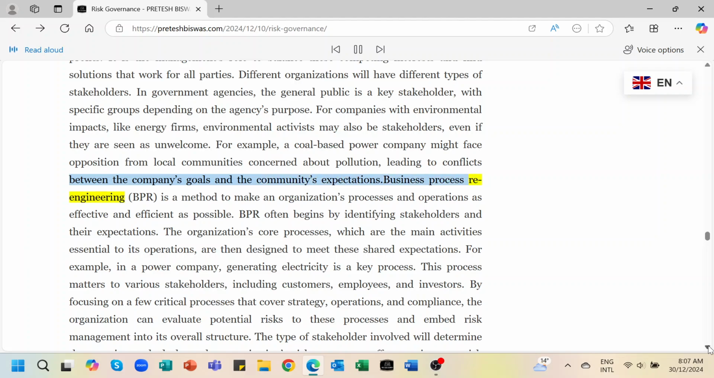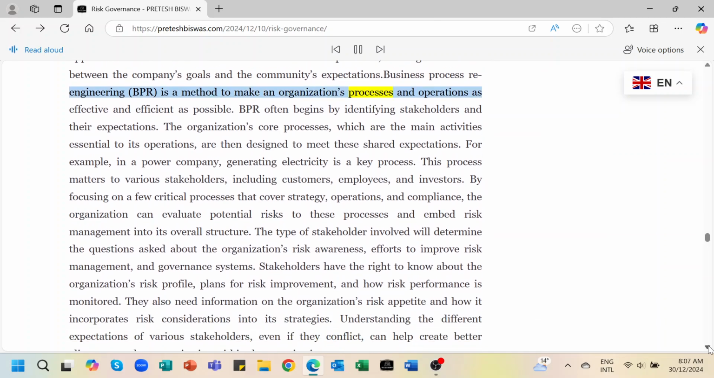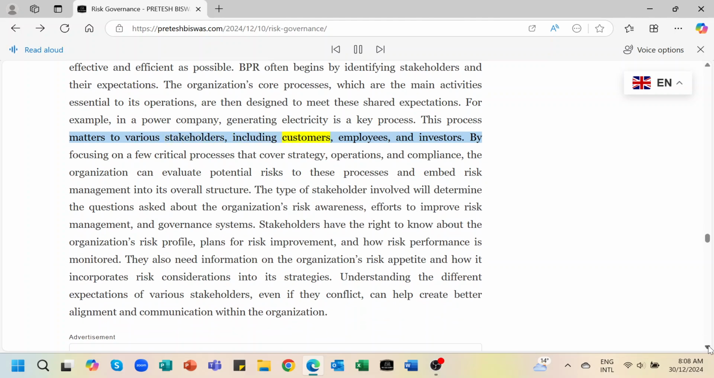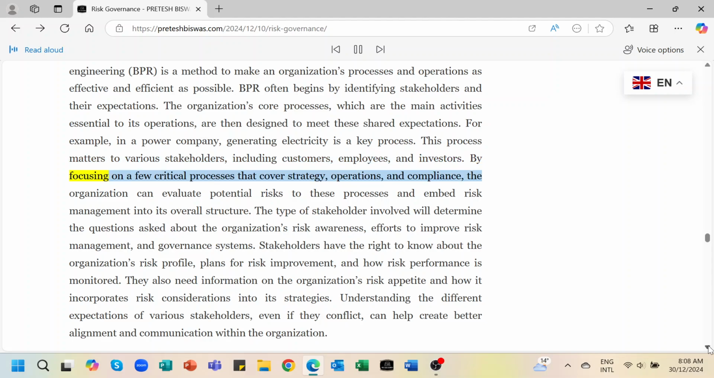Business process reengineering, BPR, is a method to make an organization's processes and operations as effective and efficient as possible. BPR often begins by identifying stakeholders and their expectations. The organization's core processes, which are the main activities essential to its operations, are then designed to meet these shared expectations. For example, in a power company, generating electricity is a key process. This process matters to various stakeholders, including customers, employees, and investors. By focusing on a few critical processes that cover strategy, operations, and compliance, the organization can evaluate potential risks to these processes and embed risk management into its overall structure.